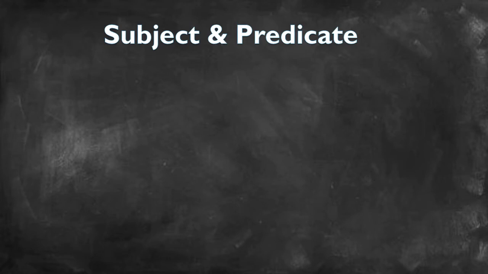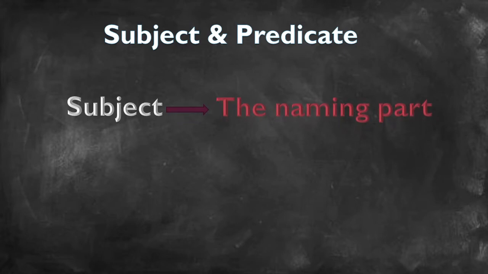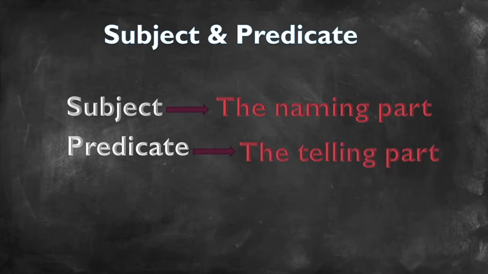Every sentence must have two parts, that is, subject and predicate. Subject is the naming part and predicate is the telling part. Children, subject is the naming part. We must talk about some person or thing. Predicate is the telling part. We must say something about that person or thing.